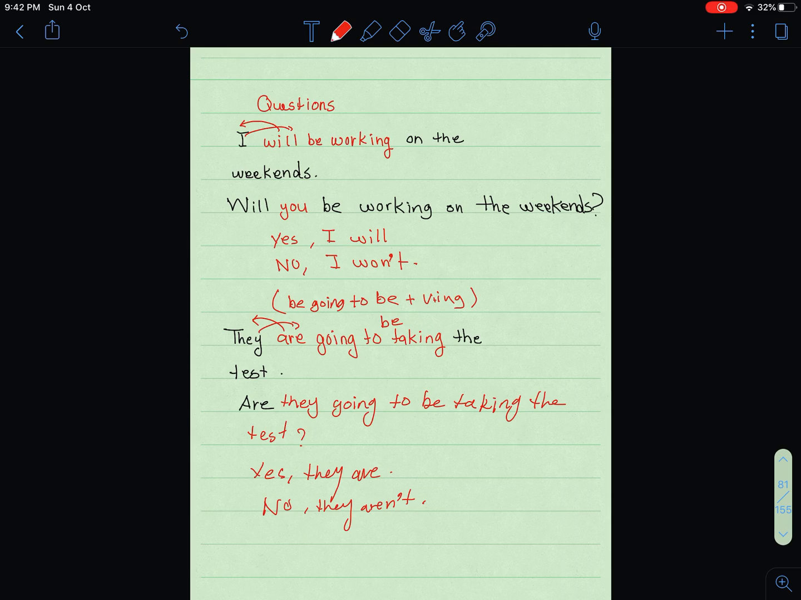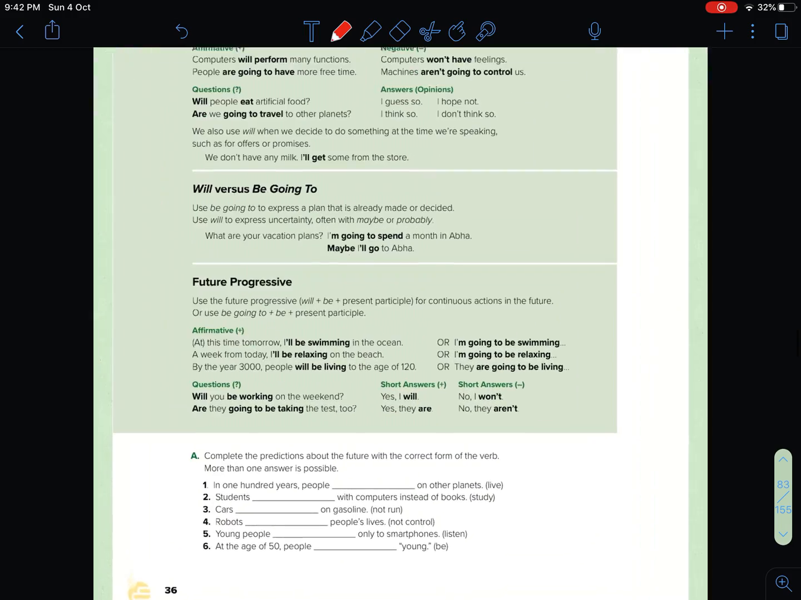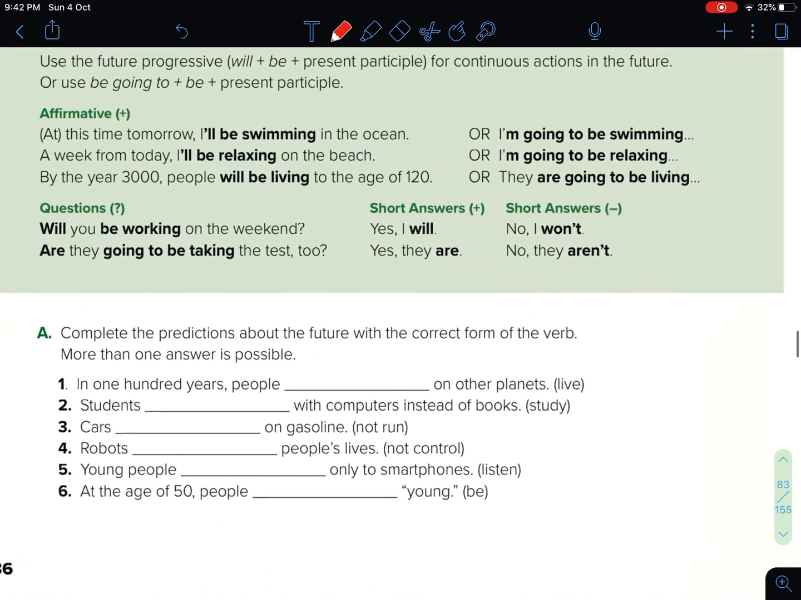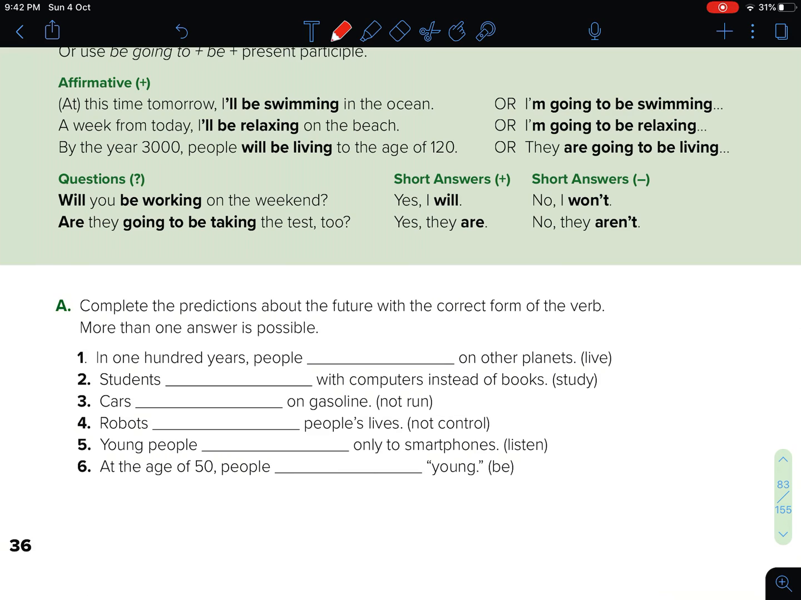Now let's move on to the exercises, and I'm willing to do just probably one. Right now let's read this exercise. You are asked to complete the predictions about the future with the correct form of the verb. More than one answer is possible. Here I can use any one of them. It's clear that I can use more than one answer, or more than one form.